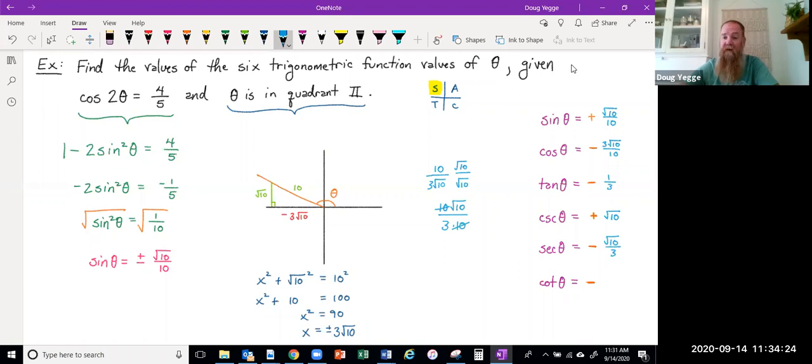And finally, cotangent of theta is just the reciprocal of tangent theta, so we know that that's negative 3 over 1, and therefore negative 3. So all we needed to know was one piece of information about the double angle, and we can use one of our identities or one of our formulas in order to find information about the single angle.